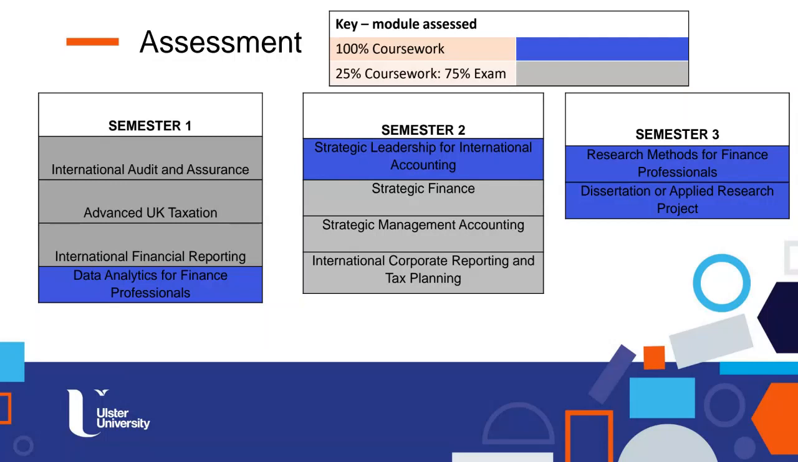For the 3 semester 1 modules, audit, taxation and financial reporting, you will have an exam worth 75% of the module in January. Say you start in September 2021, you will have 3 exams to do in January 2022. Then in semester 2, you would be doing strategic finance, management accounting, and the international corporate reporting and tax planning module. They are all 75% exam, 25% coursework. You'd be sitting the exams for those in May 2022, assuming you come on board on the programme in September 2021.